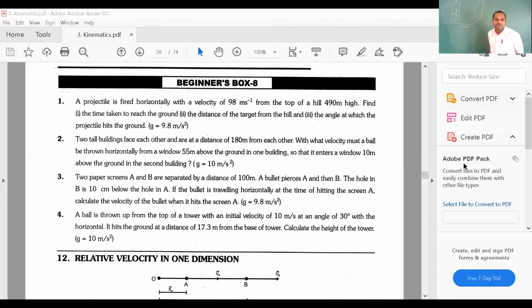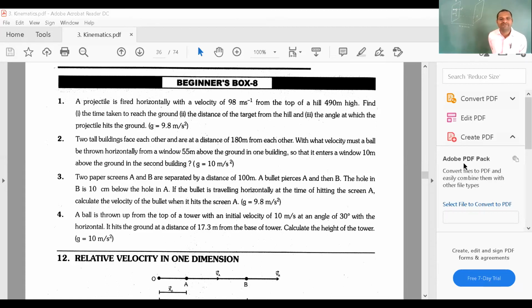Now, what they are saying is, the bullet is traveling horizontally at the time of hitting screen A. This bullet is traveling horizontally like this with a velocity u. u cos theta is nothing but u. Horizontally they are saying. So u. Okay, now they are asking us to calculate the velocity of the bullet when it hits screen A.